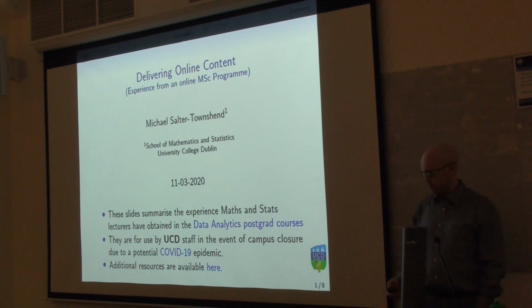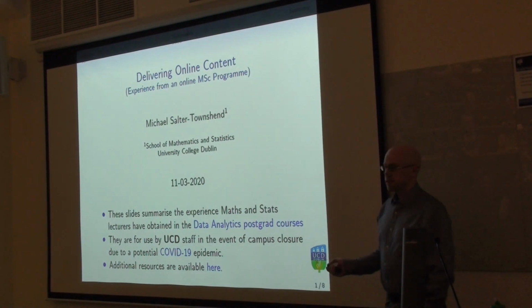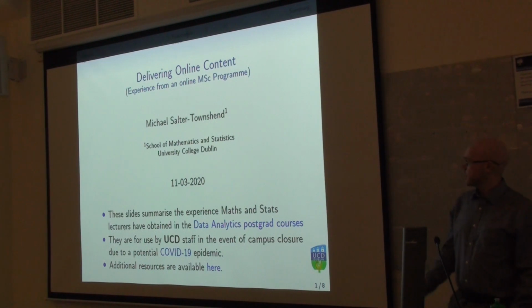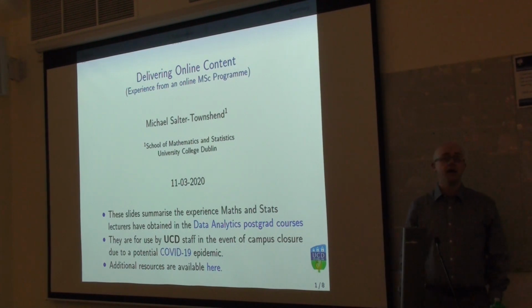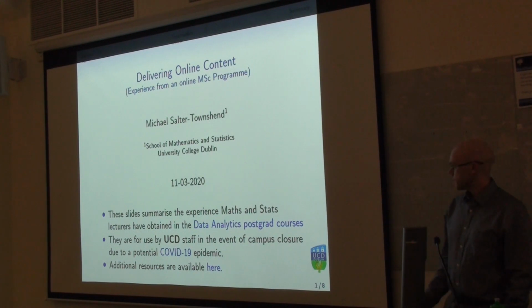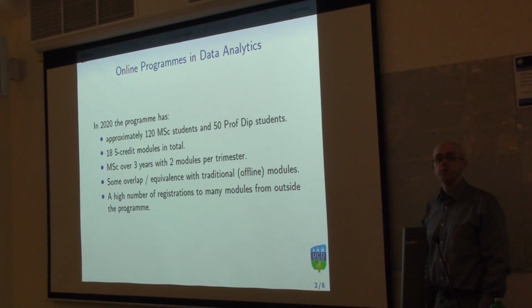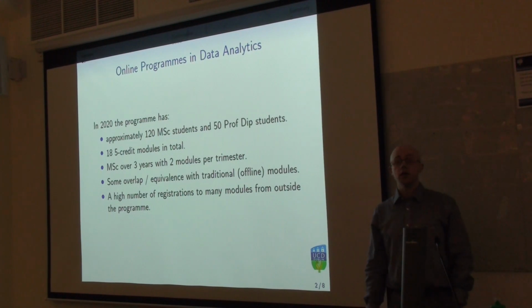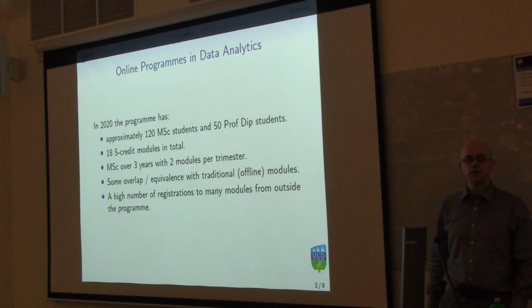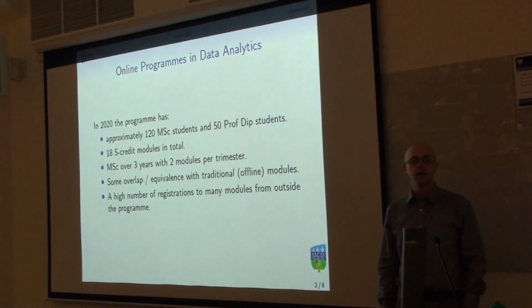Okay. So we're just going to summarise the experience that we have in running some postgrad courses under the umbrella of data analytics within the school. So in brief, the programme has about 120 MSc students registered this year and about 50 professional diploma students. We have 90 credits for the MSc in 18 5-credit modules. And the MSc is actually part-time over 3 years. The students do 2 modules per trimester, including the summer trimester, so it's a little bit of a slog over 3 years. But the entire thing is delivered online.